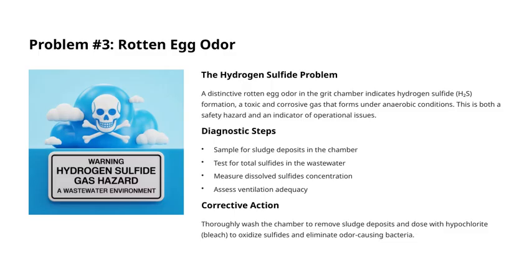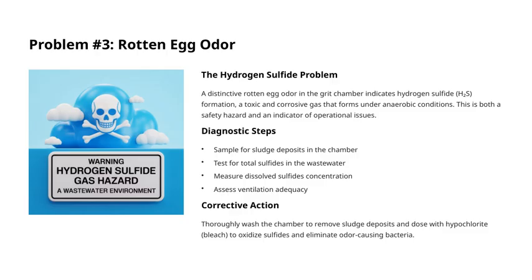Let's talk about problem 3, which is the rotten egg odor issue we're facing in the grit chamber. This distinctive smell actually points to the formation of hydrogen sulfide, or H2S, which is a toxic and corrosive gas. It tends to form under anaerobic conditions, meaning in environments without oxygen. Not only is this a safety concern for our team, but it also signals that there might be operational issues we need to address. Now, to diagnose this problem, there are a few key steps.